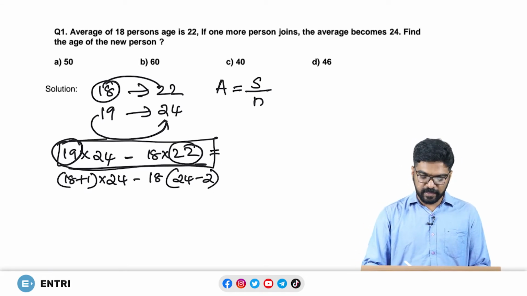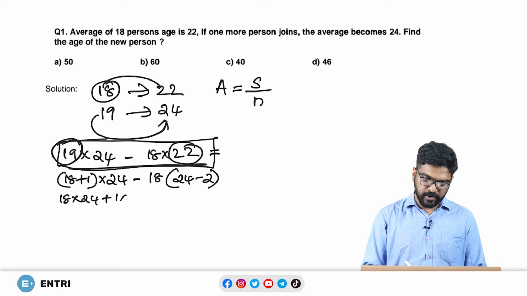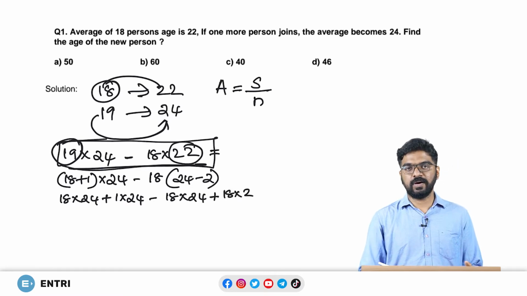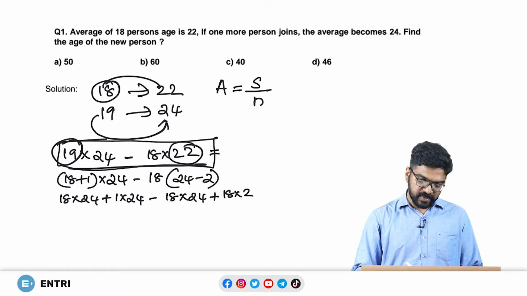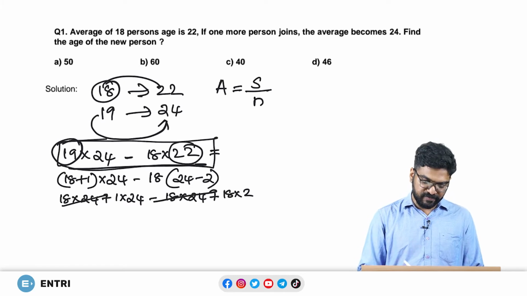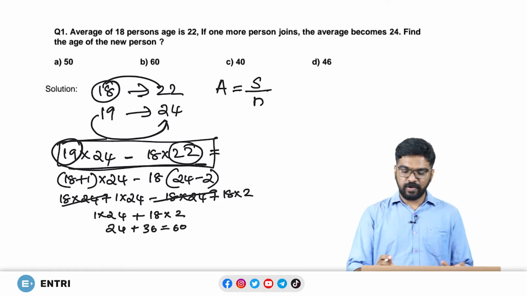So I am just going to open the bracket. What we have is 18 into 24 plus 1 into 24 minus 18 into 24. Now this will become plus, so 18 into 2. So this is how the new expression is. Now look at here, this value will get cancelled, right? So what I am left with is 1 into 24 plus 18 into 2, which gives me 24 plus 36, which is equal to 60. So this is how we normally do it.